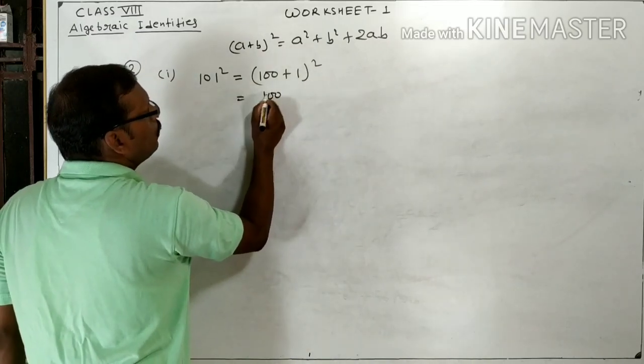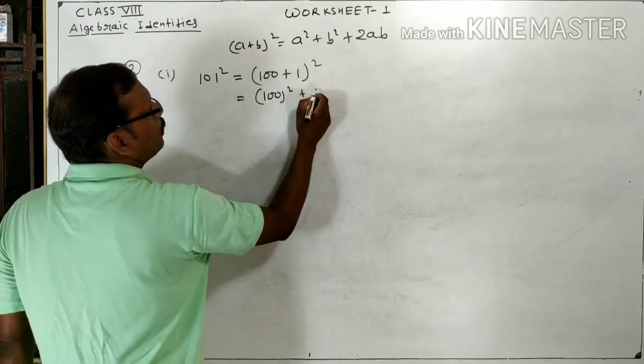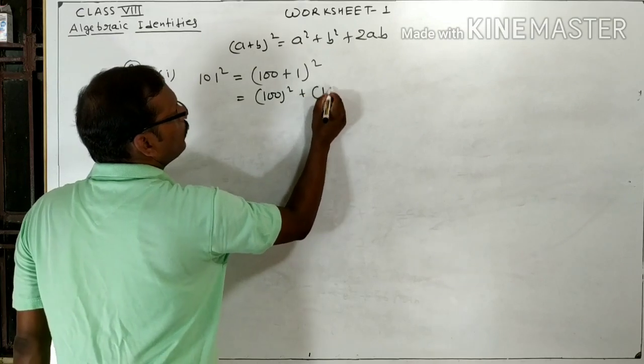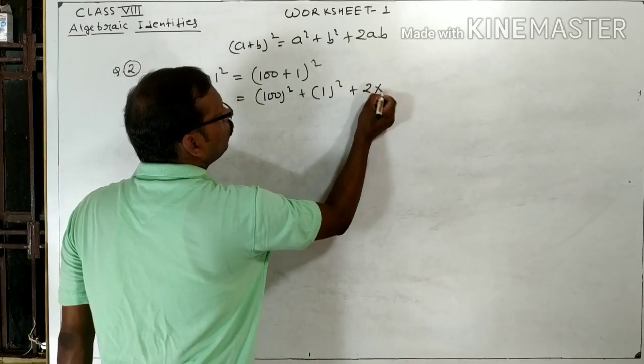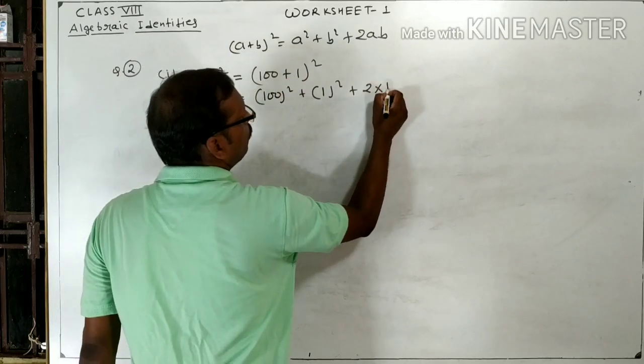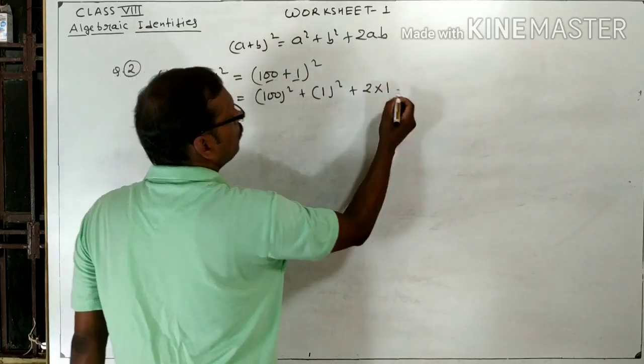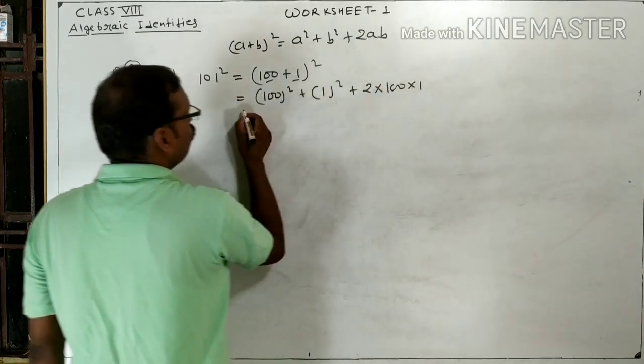100 square, the square of the first number, plus the square of the second number, plus 2 into first number into second number. First number is 100 and second number is 1. 100 into 1. Now solve it.